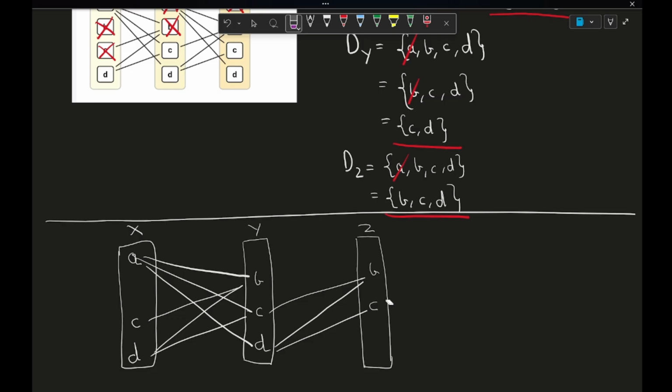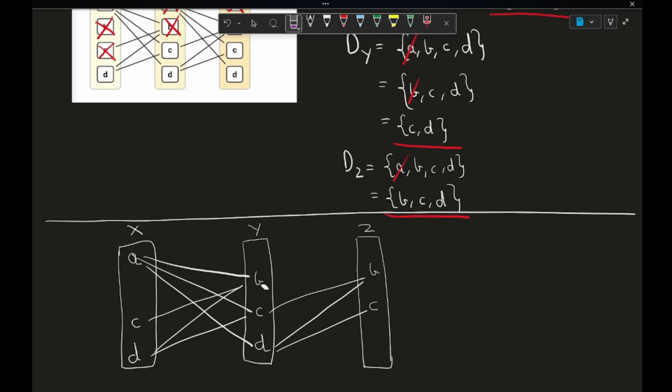Correct. Now let's just go back to this. Does everything have an outgoing edge? Yes. Does everything have an incoming edge? Yes. This was a lot easier. No, you have to remove the B also from Y, because only incoming you are checking at present. Oh okay, yeah, this is fine.